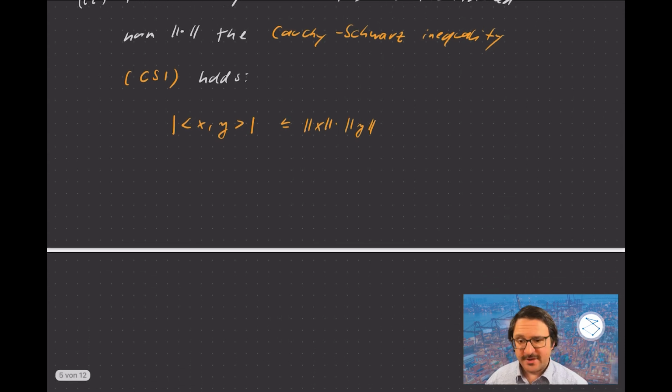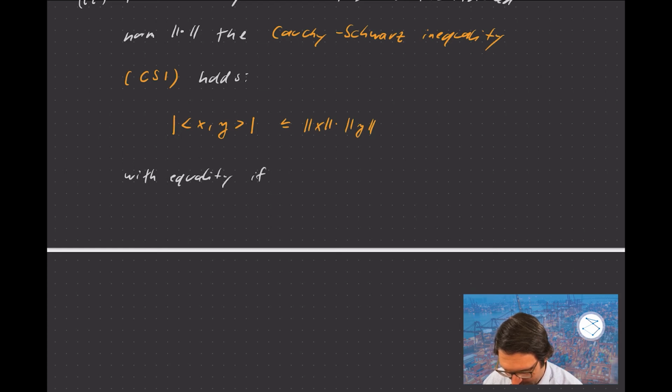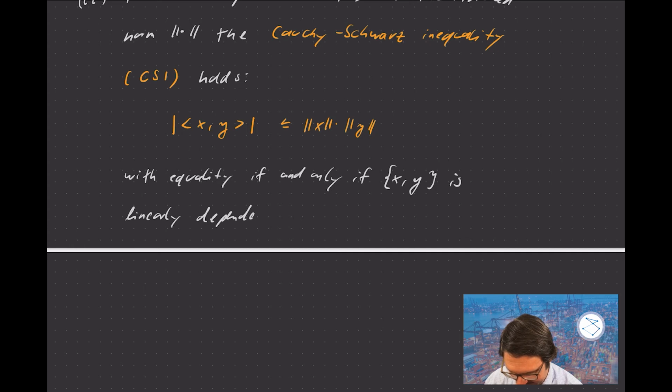And this holds with equality if and only if x and y are linearly dependent vectors. With equality, if and only if x, y is a linearly dependent set. So basically, if x is a multiple of y, then this holds with equality. Otherwise, it holds with strict inequality.